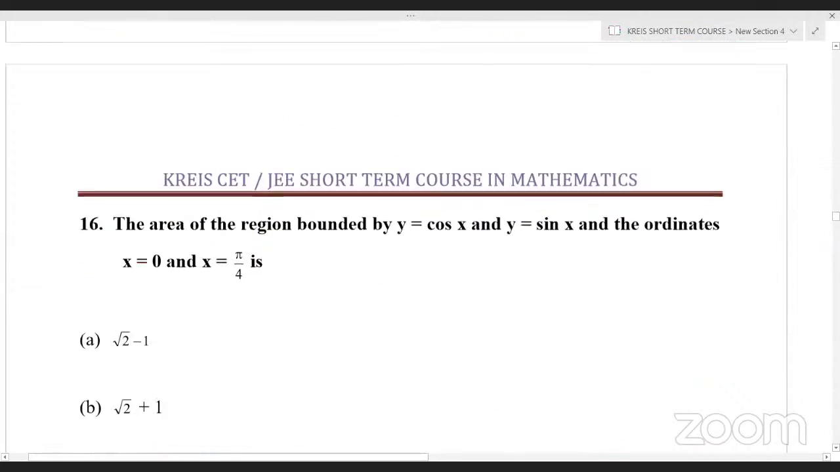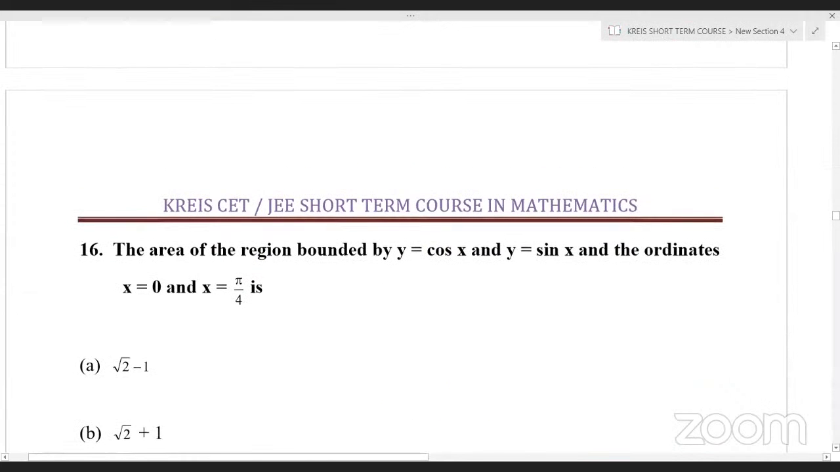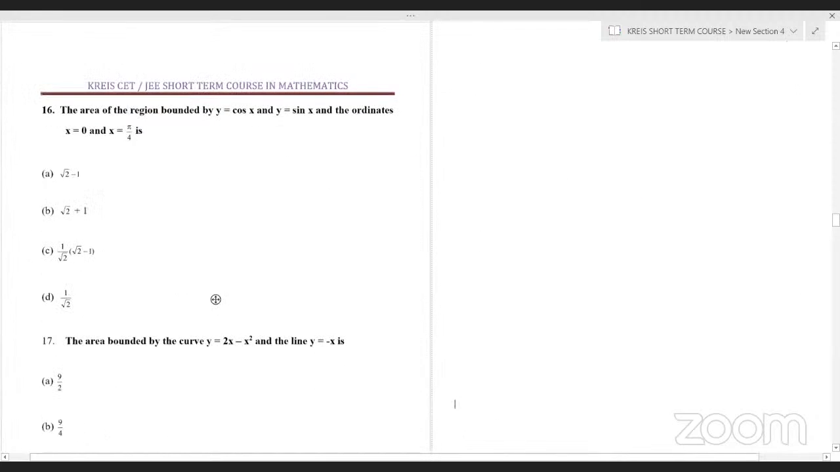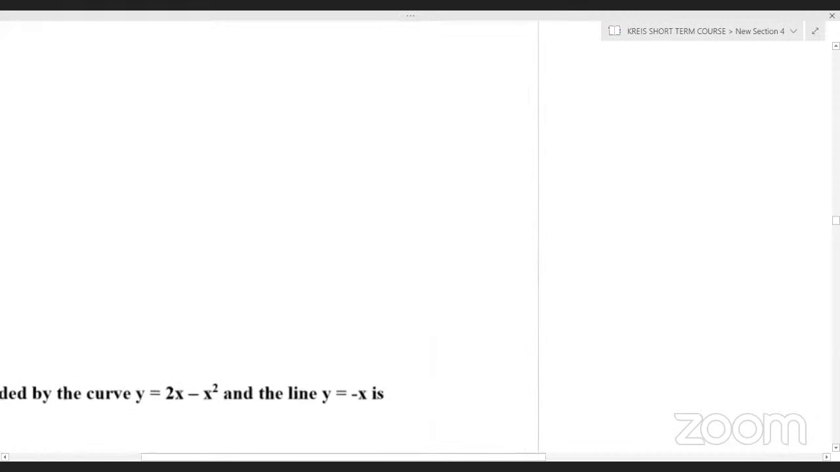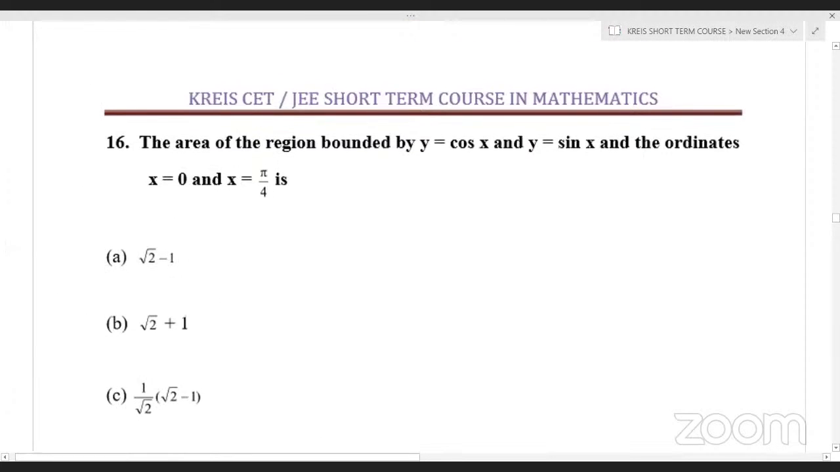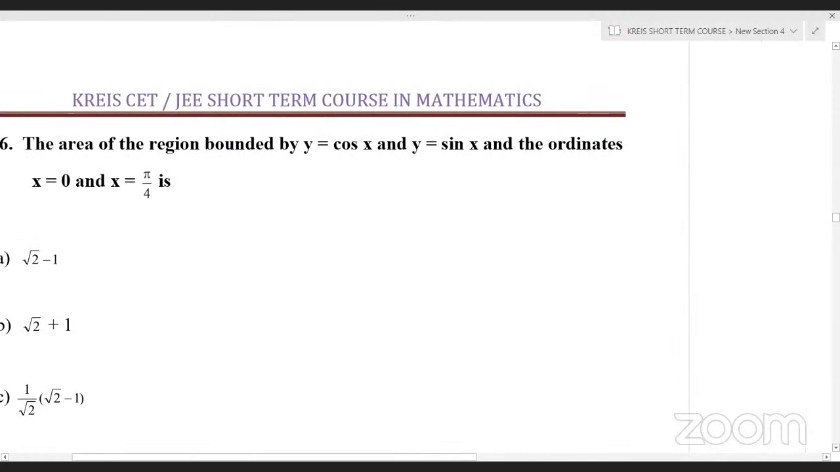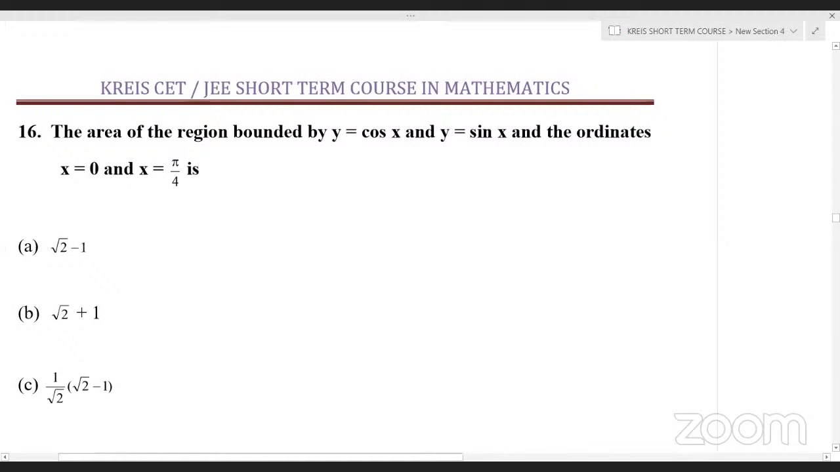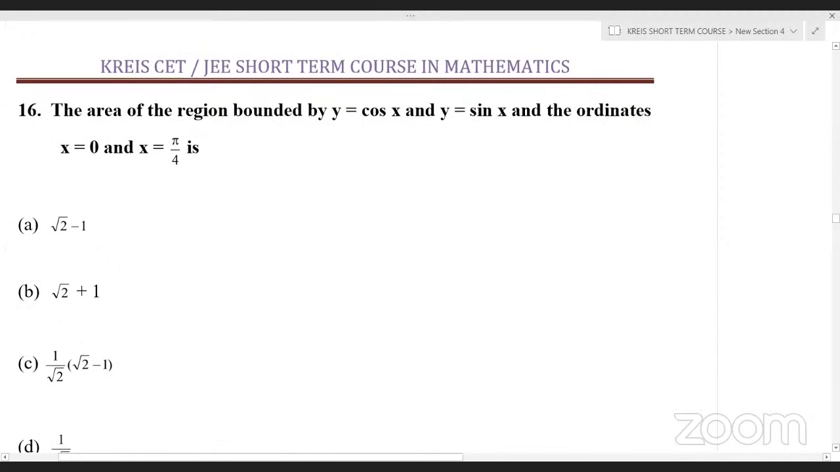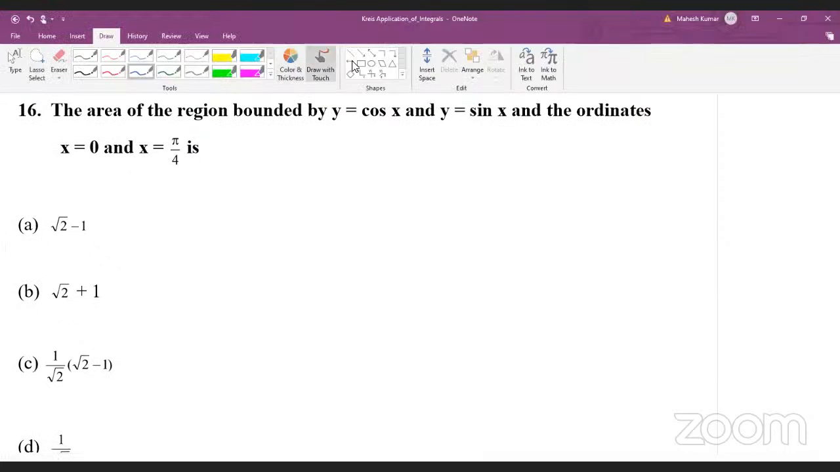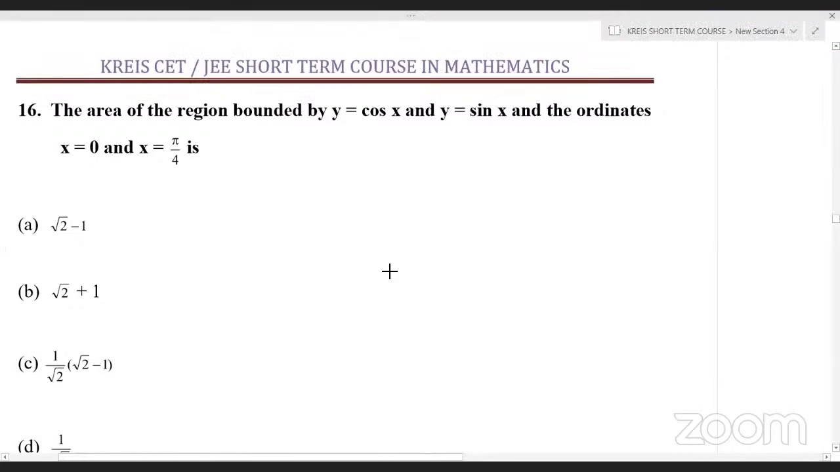Now, look at the 16th question. The area of the region bounded by the curve y is equal to cos x and y is equal to sin x, and the ordinates x equal to 0 and x is equal to pi by 4, right? So x equal to 0 and x is equal to pi by 4.